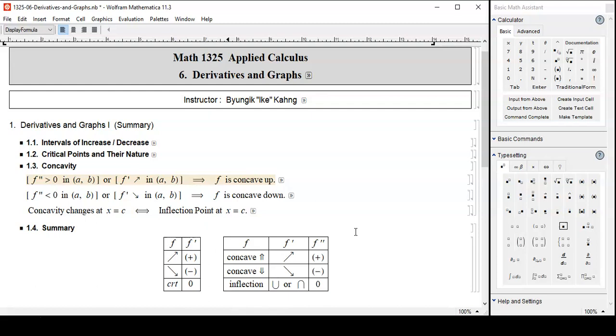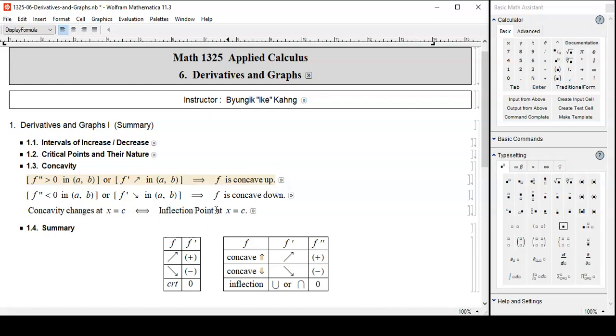And then here's a summary, by the way. Concave up, then derivative is going up, and so the second derivative is positive. Concave down, then derivative is going down, and so the second derivative is negative.